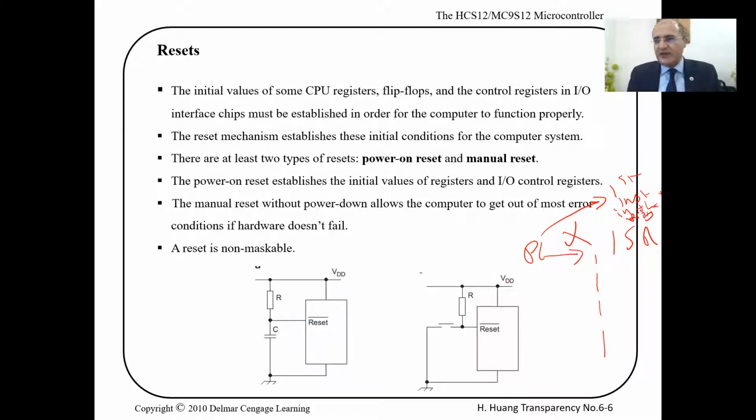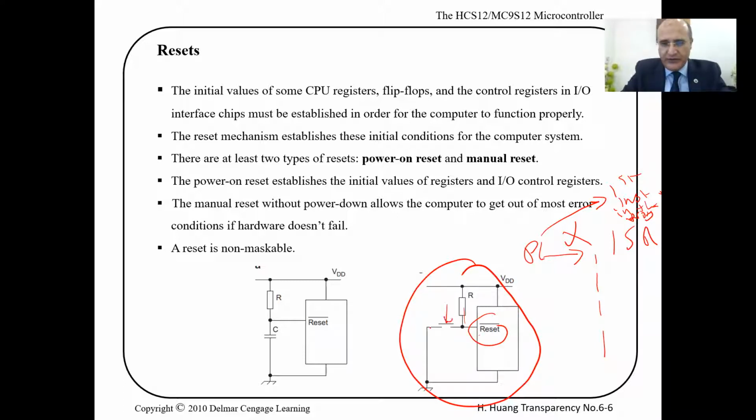A reset could happen manually when you push the reset button. Here, there is a reset pin in the microcontroller. It is usually pulled high. When you push the button, you short it to ground. This will be low, and this will cause a reset. This will cause the program counter value to go to the first instruction in your code.